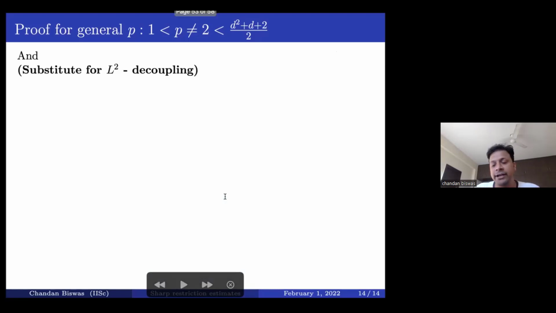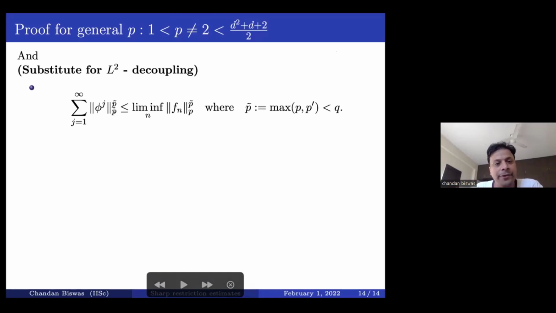And perhaps the most important part is the substitute for L2 decoupling, which is this. We look at the LP norm of phi_j, take the p tilde power, and take the sum over j from 1 to infinity. This is at most the lim inf of the p tilde power of the LP norm of each Fn, where p tilde is the maximum of p and p prime, less than q. When p was 2, p tilde is 2, so this is the summation of the L2 norm squared of phi_j, bounded by the lim inf of the L2 norm squared of Fn, which we got by default.